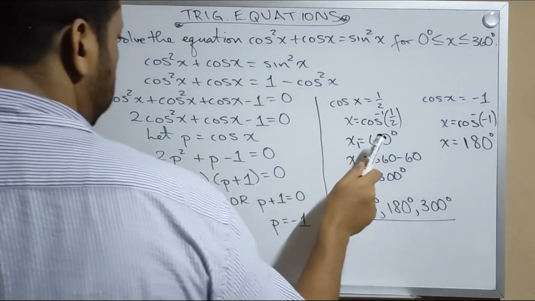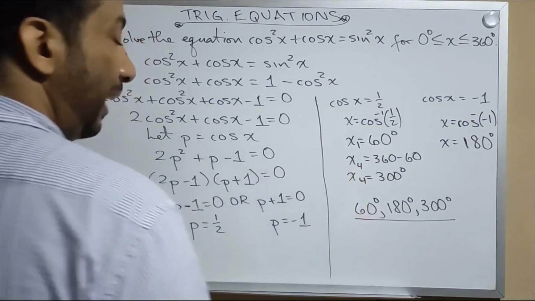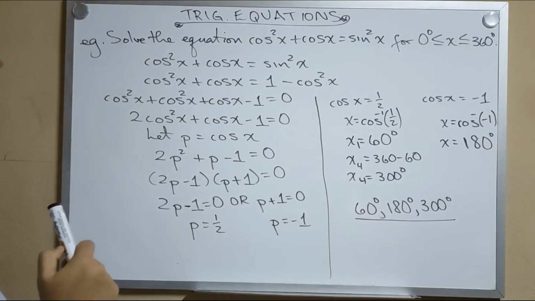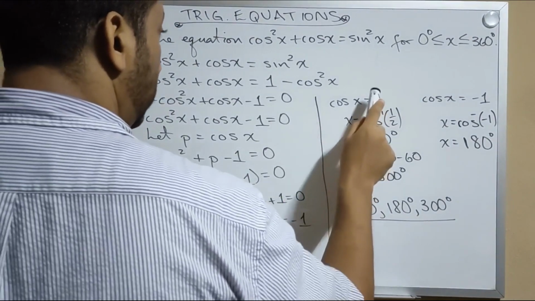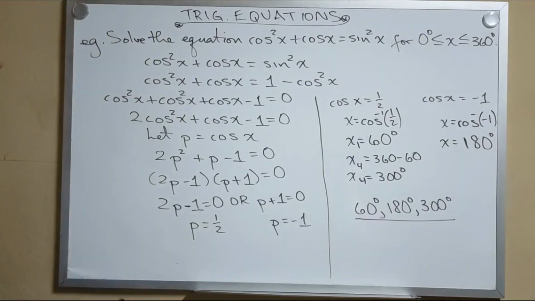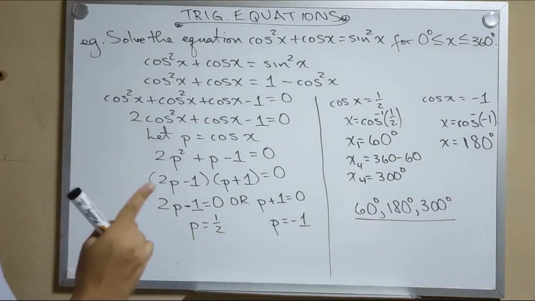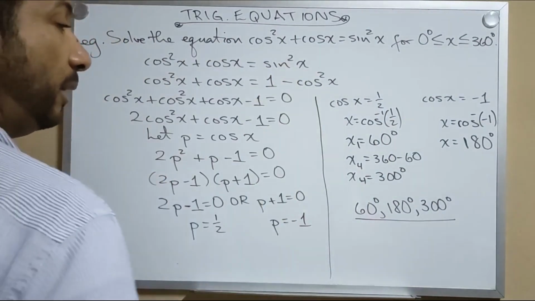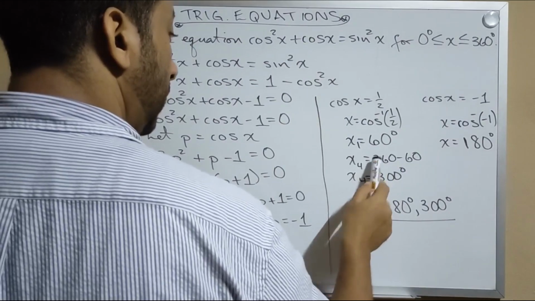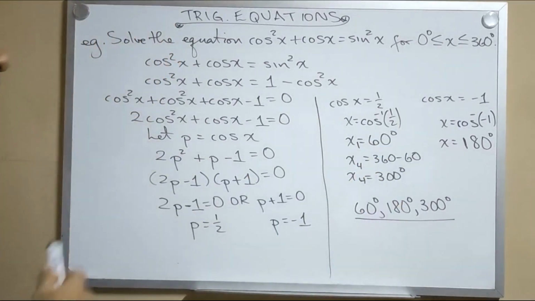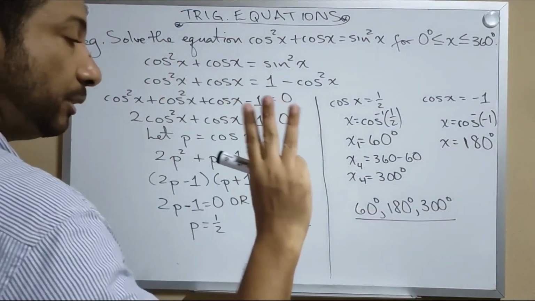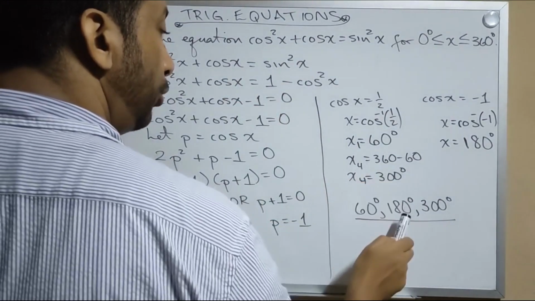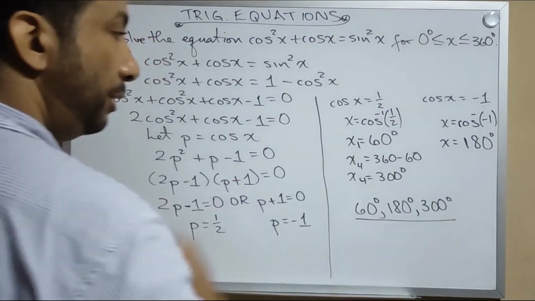Now, this 60 degrees is in quadrant 1. I can find another answer for that. If it's cosine and it's positive, then the 2 possible answers are in quadrant 1 and quadrant 4. So in quadrant 4, I subtract 60 from 360 and that leaves me with 300 degrees. So for this equation, there are 3 answers: 60 degrees, 180 degrees, and 300 degrees.